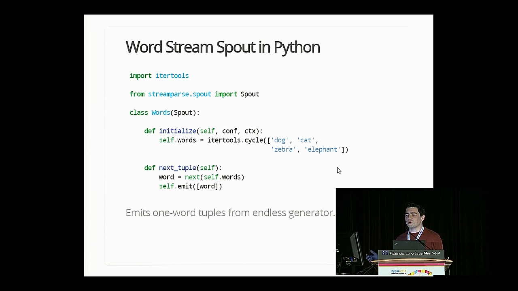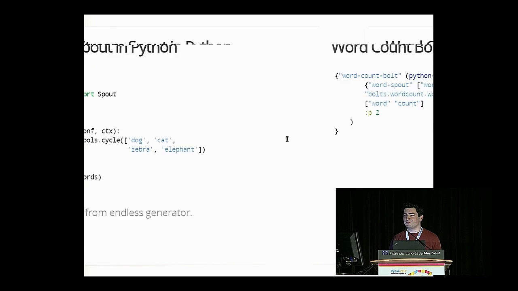From streamparse import Spout, create a class called Words which subclasses it, and then I only have to implement two methods, initialize and next_tuple. And next_tuple, like I mentioned before, is called repeatedly by the Storm cluster. So in this example, I'm just emitting one-word tuples from an endless generator that's cycling through these four words.